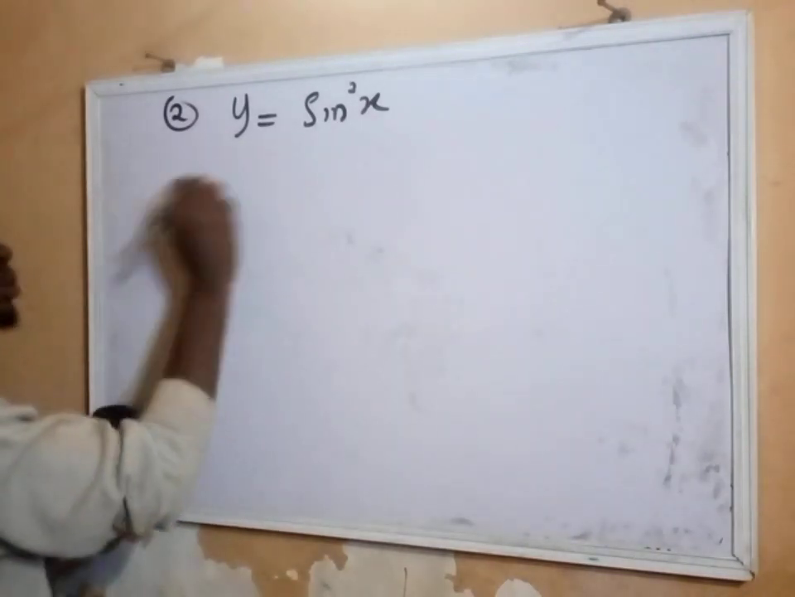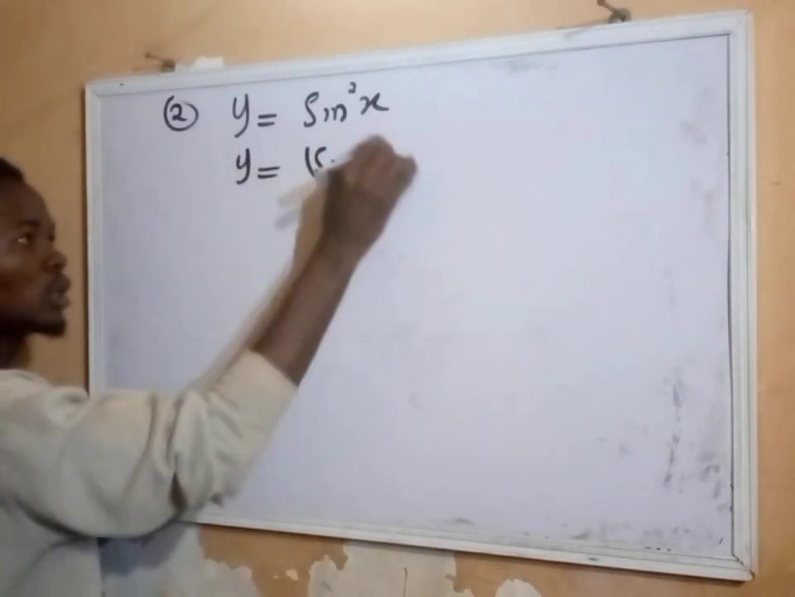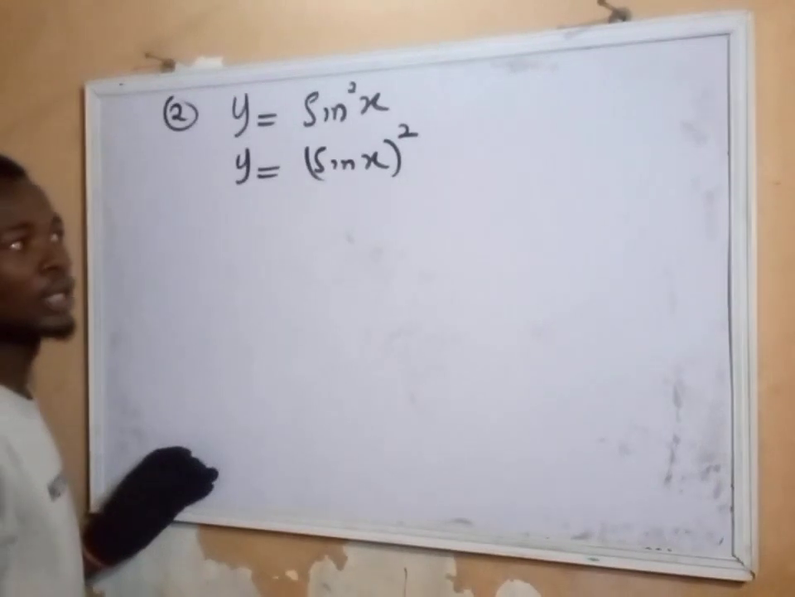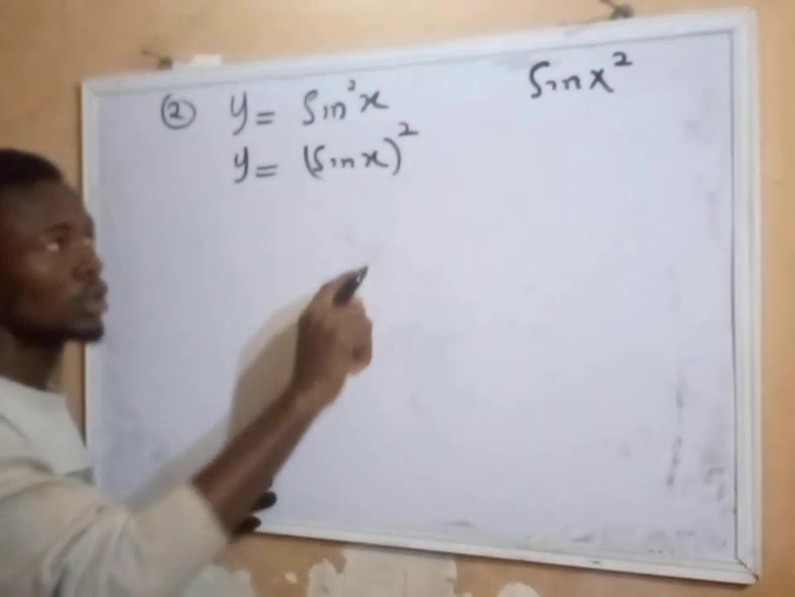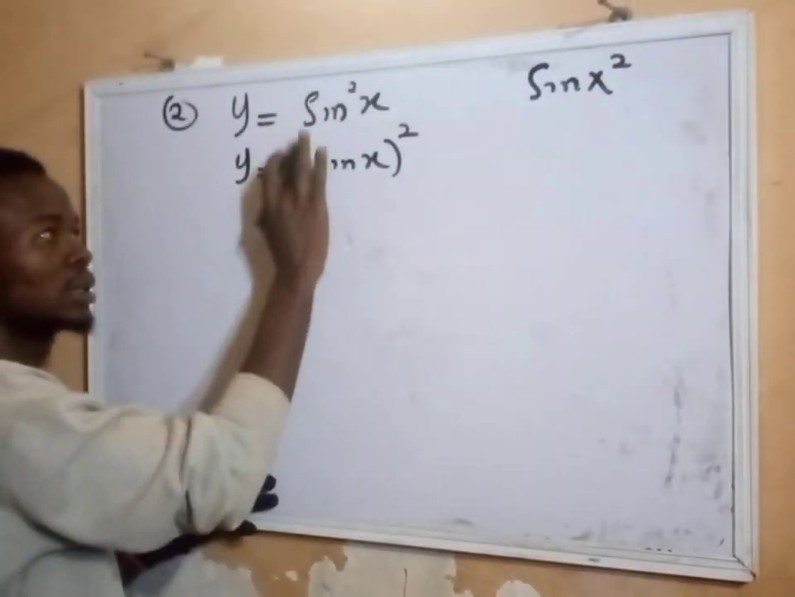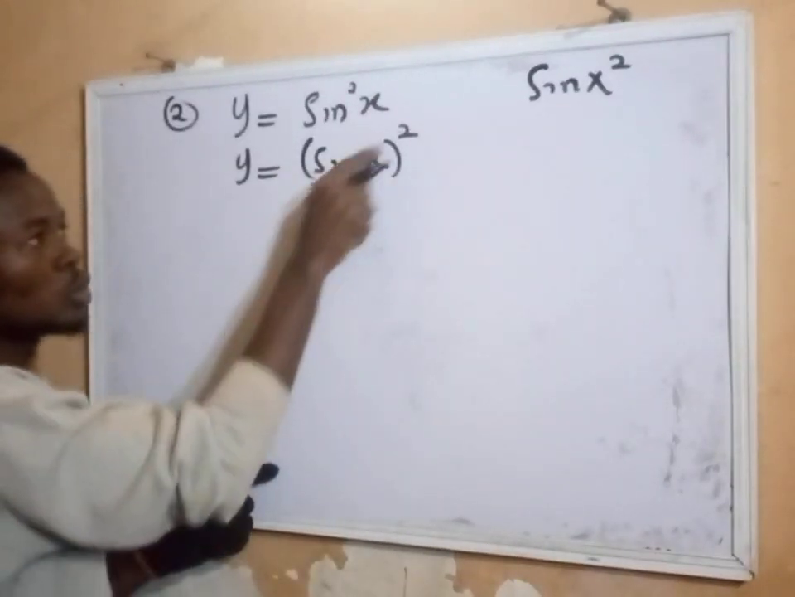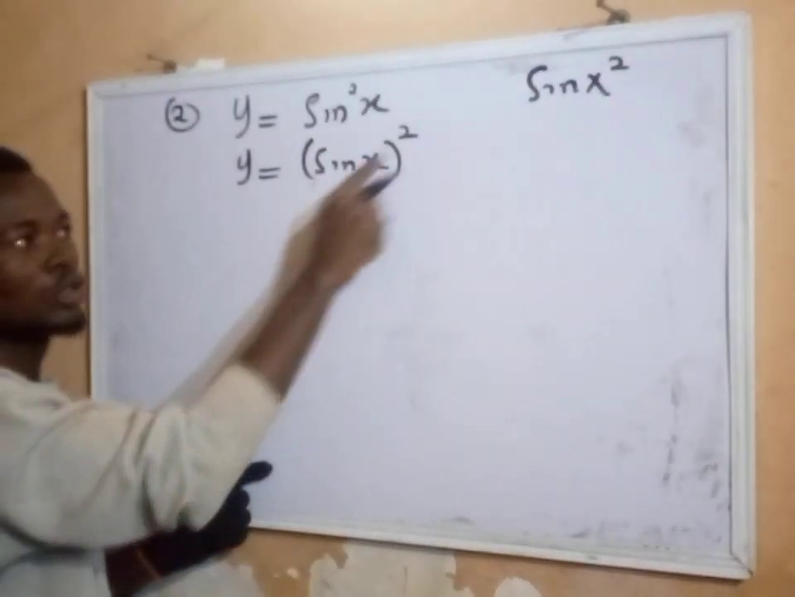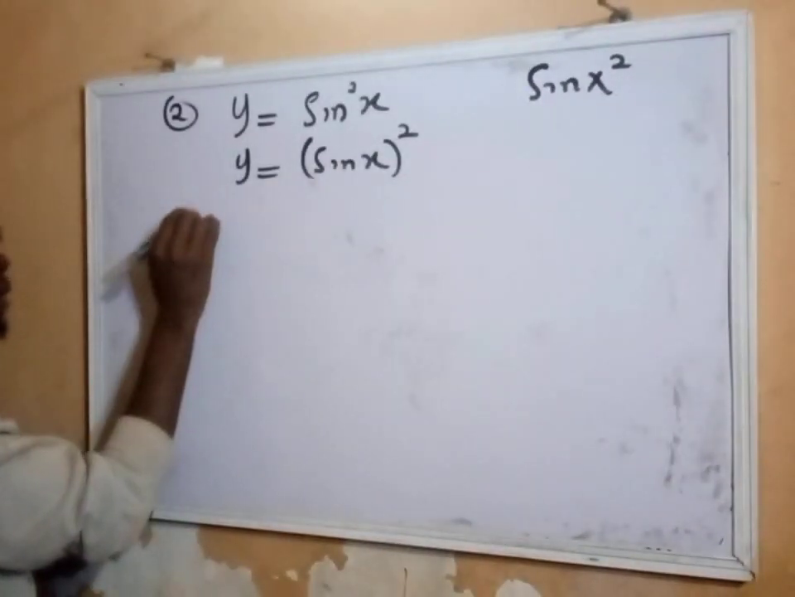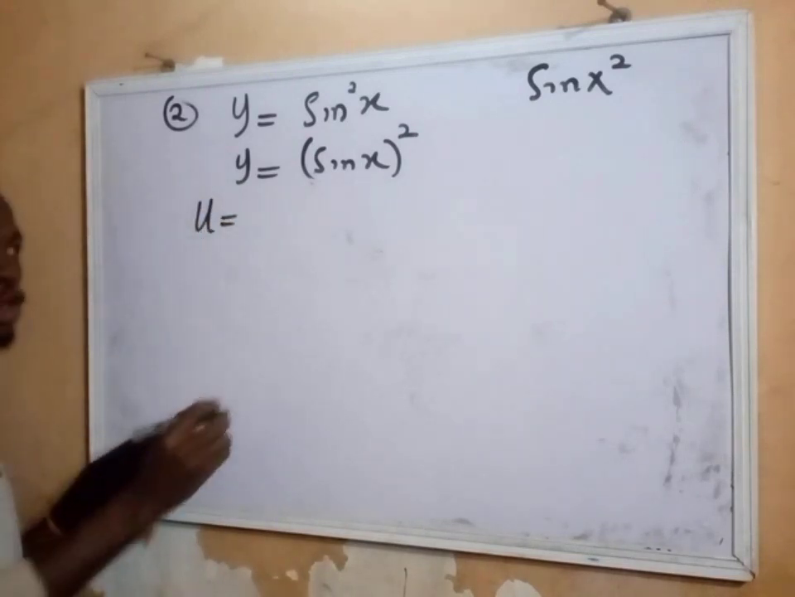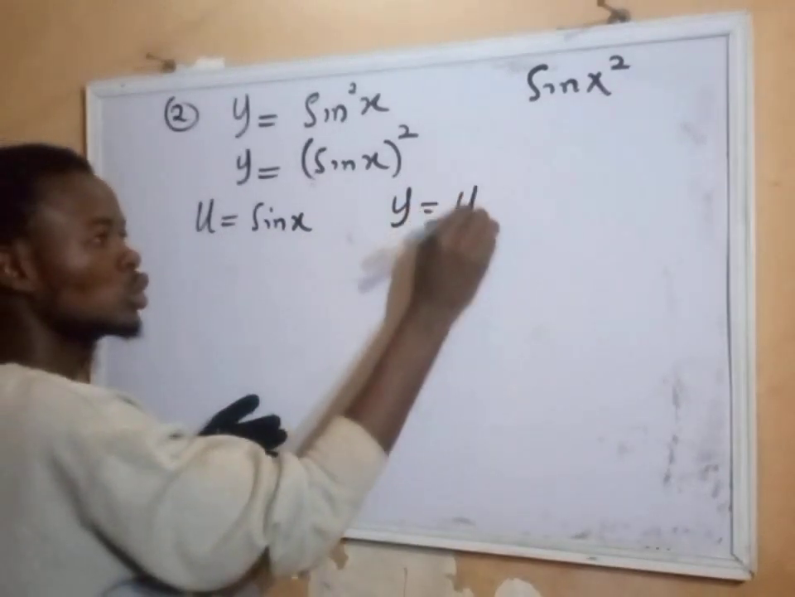So the first thing that should come to your mind is, you write this as y equals to sine x all raised to power of 2. This thing is different from sine of x squared. Sine square x is still the same thing as sine of x, everything raised to power of 2. We are dealing with trigonometry, so the square will come before x, not on top of x. So we let u equals to sine x, then y equals to u squared.